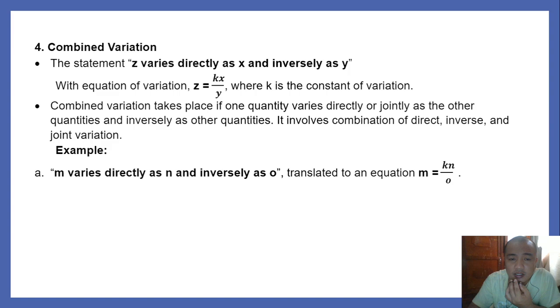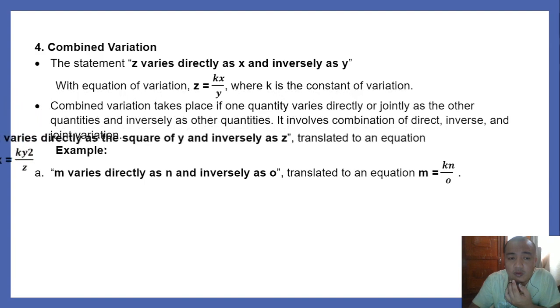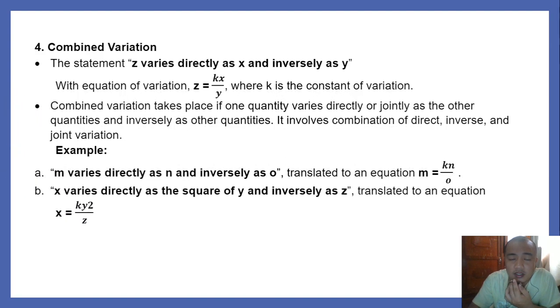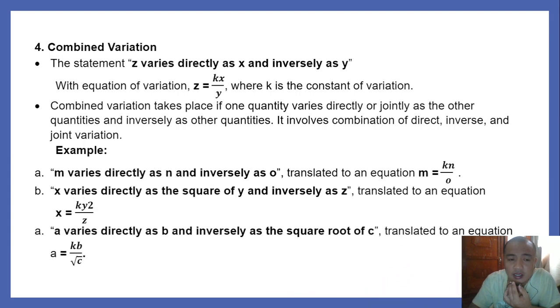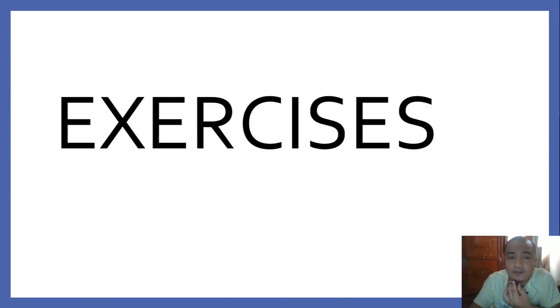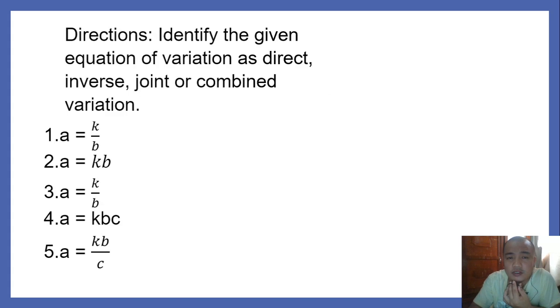Example, M varies directly as N and inversely as O. Translated to an equation, M is equal to KN over O. X varies directly as the square of Y, and inversely as Z. Translated to an equation, X equals KY squared over Z. A varies directly as B and inversely as the square root of C. Translated to an equation, A is equal to KB over square root of C. Let's proceed now to exercises.